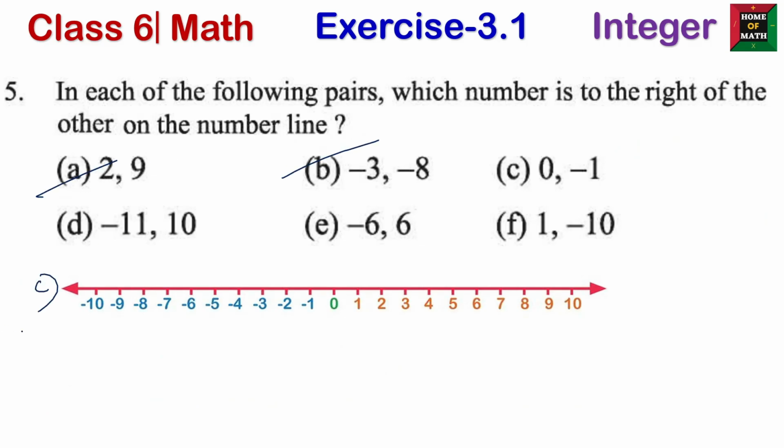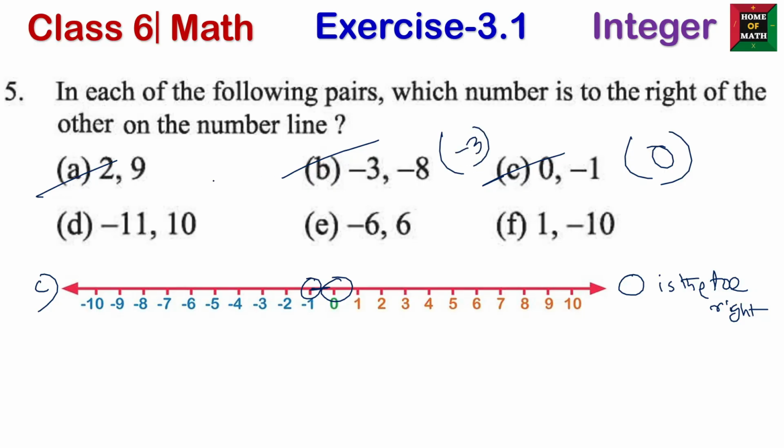Number C. So this is 0 and this is minus 1. So which is the right? 0 is to the right, right? So the answer is 0. This is answer 0, this is answer minus 3 and this is answer plus 9.